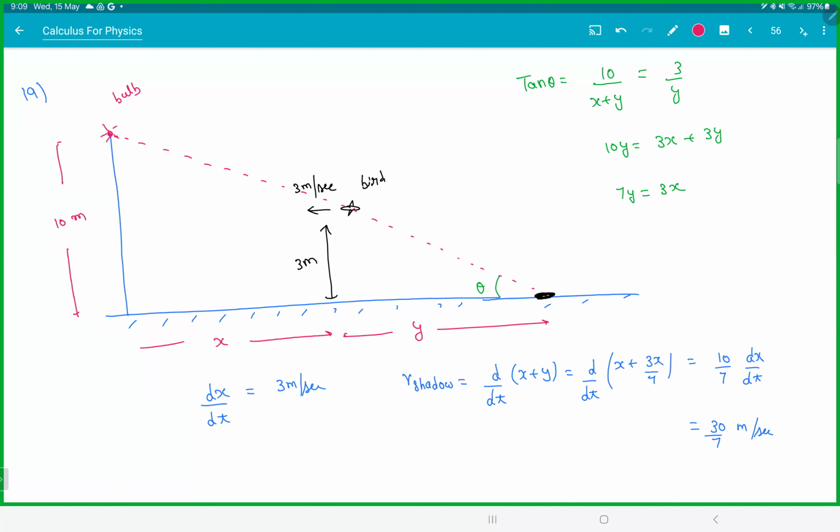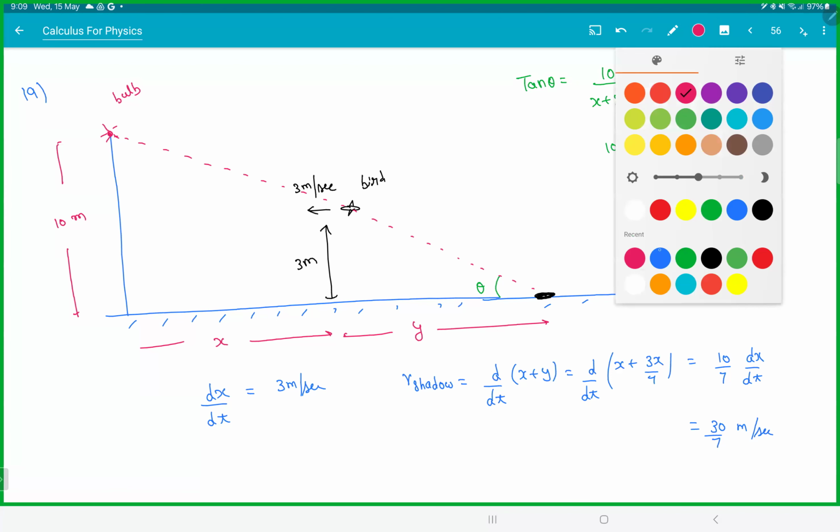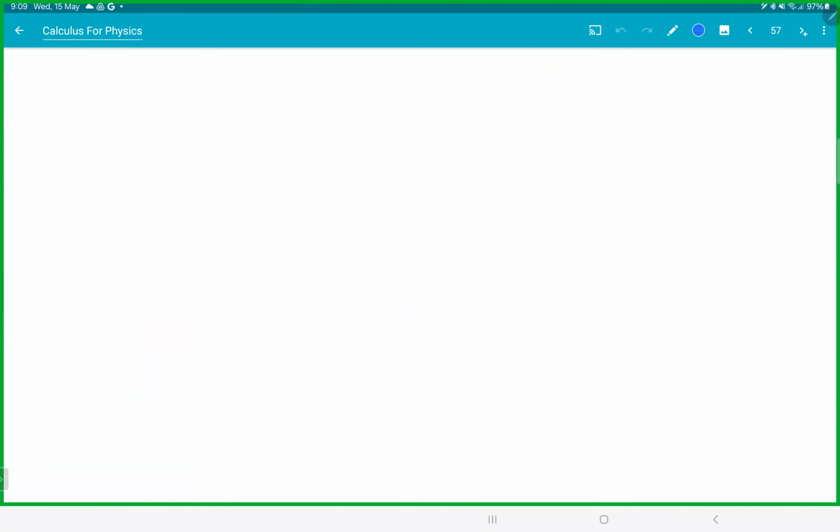Great. Next thing. Hope everyone has resolved the paper. We'll see at the end of the class. We'll be discussing the doubts. Next one is maxima and minima. Quite a useful one. We are going to see this pretty frequently in physics.